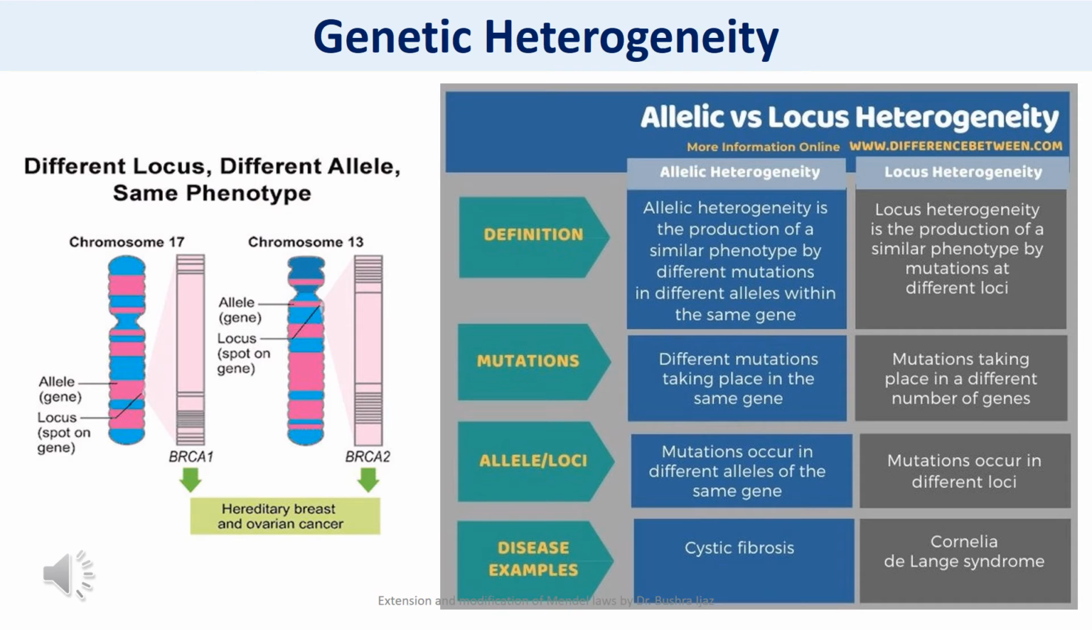Then we have this phenomenon of genetic heterogeneity. Genetic heterogeneity occurs through the production of a single or similar phenotype through specific gene mechanisms.